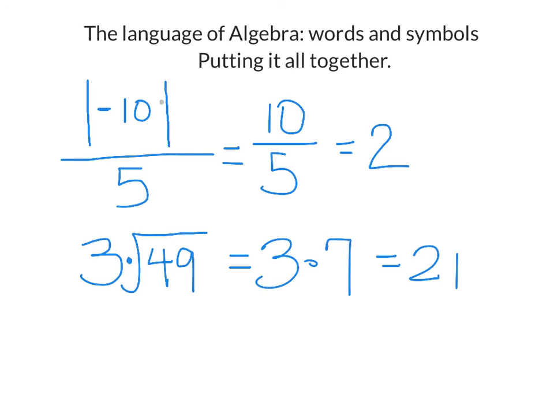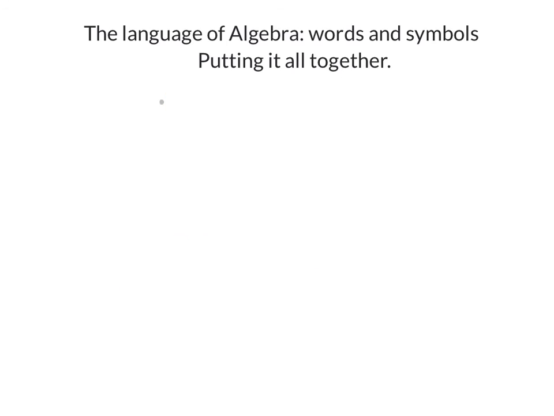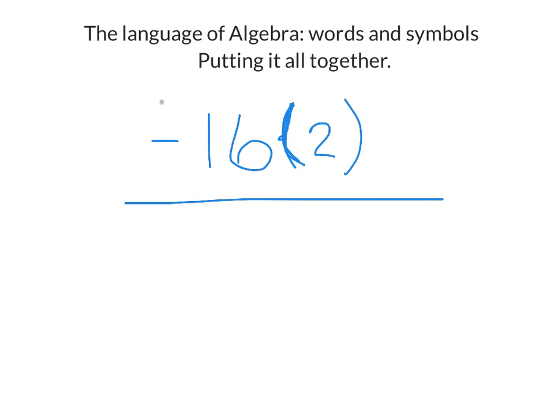Last thing, I'm going to go ahead and erase all this real fast. I'd like you to go ahead and think about this one. Negative 16, well, no, I'm going to write it this way with the parentheses, times 2, divided by 4.